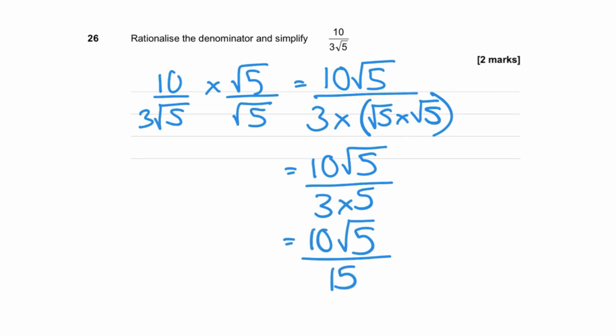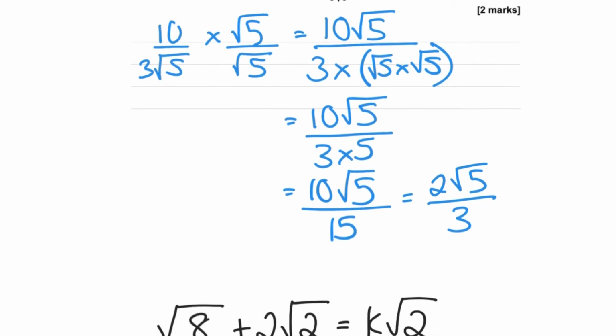So the question says to simplify your answer, so we can divide top and bottom by 5 to give us 2 root 5 divided by 3. So this is the answer in its simplest form.